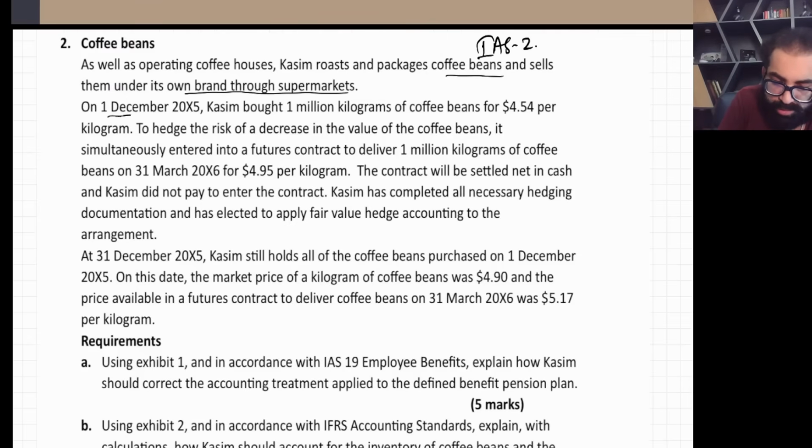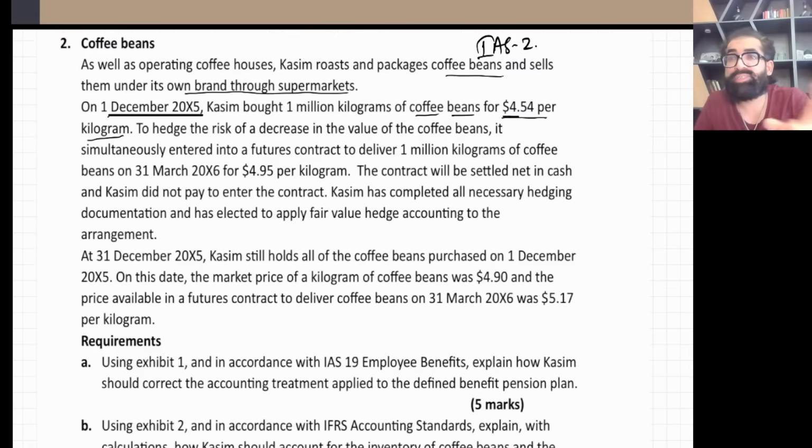On 1st December X5, see, this is the date when we'll start our hedging contract. Qasim bought 1 million kg of coffee beans for 4.54 per kilogram. Okay, so it's a recognized asset. They have bought it and it's in our books, so it's a recognized asset.